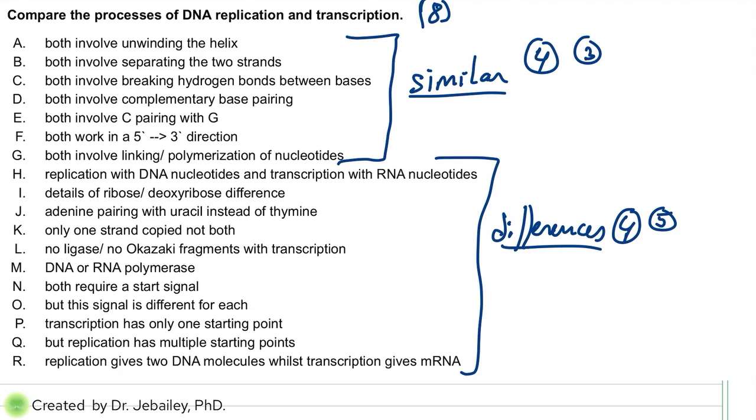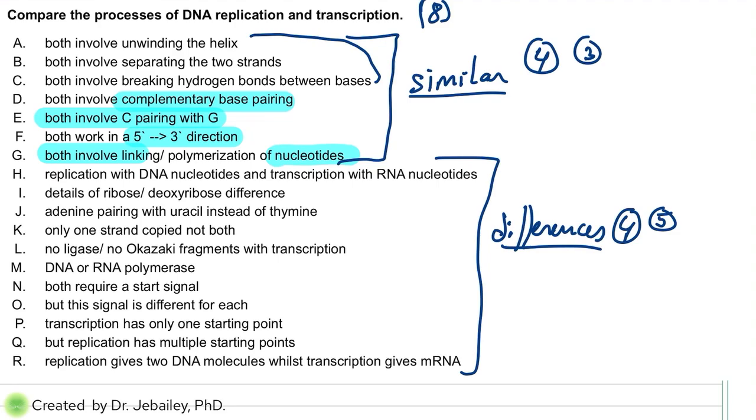Now, here is the helicase, which makes sense. Helicase opening, breaking the hydrogen bonds, opening the 2 strands, obviously. Now, the most common thing is both of them have complementary base pairing. However, this is just C and G, doesn't have the A and T. Obviously, they both work in a 5 to 3 direction, and they both involve linking nucleotides, right? You're just building nucleotides after nucleotides.